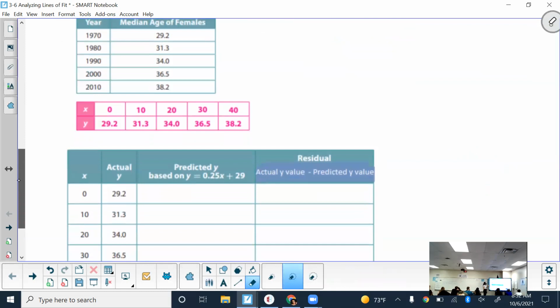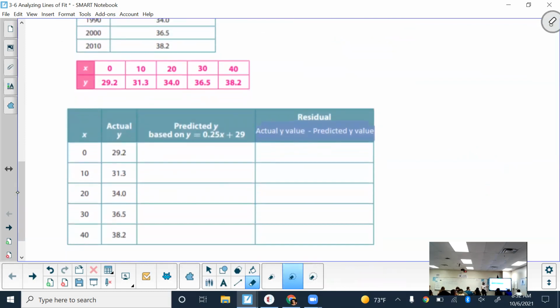So now we're going to calculate the residuals. We have a nice little table here that can help us, but really all we're doing is actual minus predicted. The predicted Y value is what we get from our trend line. So our trend line is Y equals 0.25x plus 29. Here are my inputs, my X's. Here's my actual Y from the data. How do you think we're getting our predicted Y's?